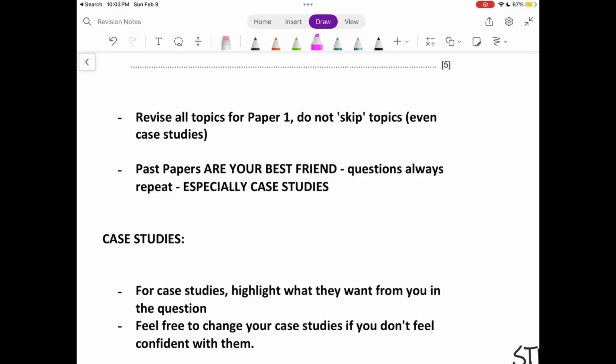That just shows how they recycle the questions and just rephrase them a little bit for the exam paper, especially case studies. Case studies, there's only so many things they can ask you. So my top tip is to just do loads of past papers, and that way you should be fine when it comes to your exam.